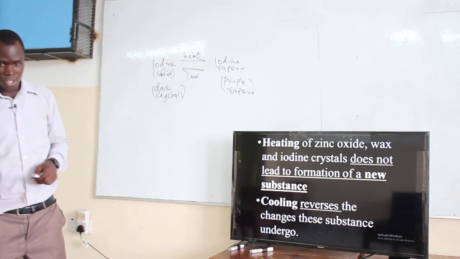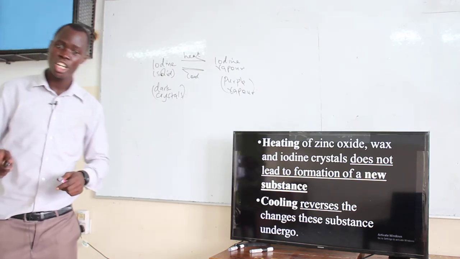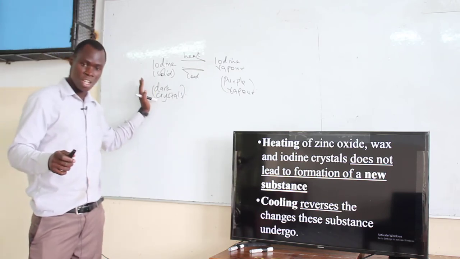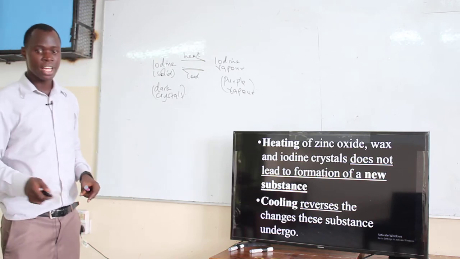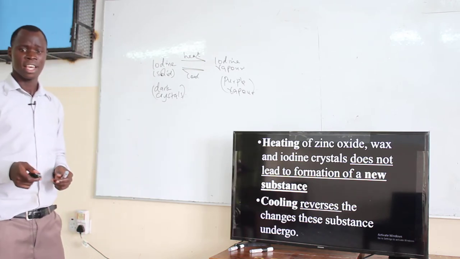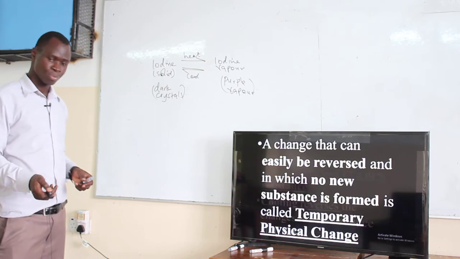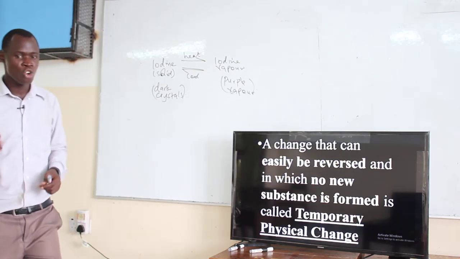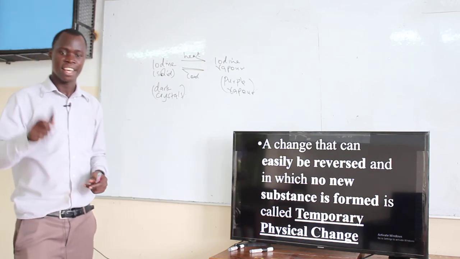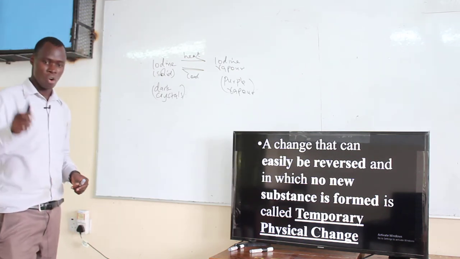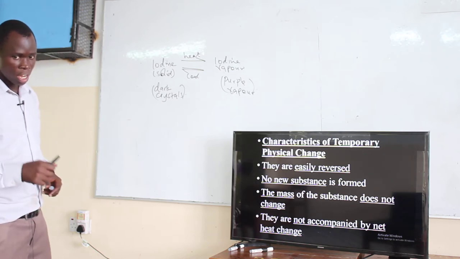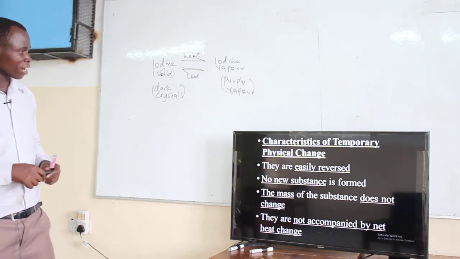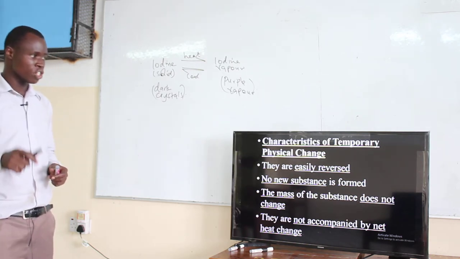Now, heating of zinc oxide, wax, and iron crystal does not lead to formation of a new substance, as you have already seen. Cooling reverses the changes these substances undergo. A change that can be easily reversed and in which no new substance is formed is called temporary physical change. And that makes us talk about the characteristics of temporary physical change.